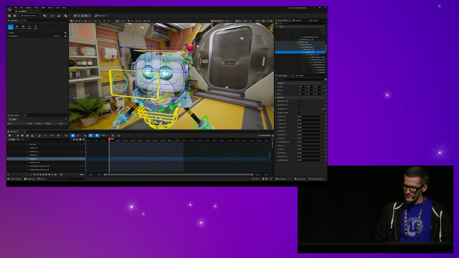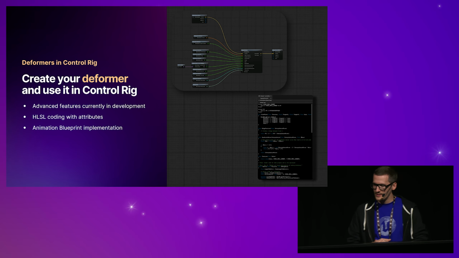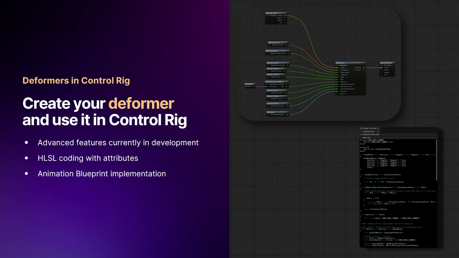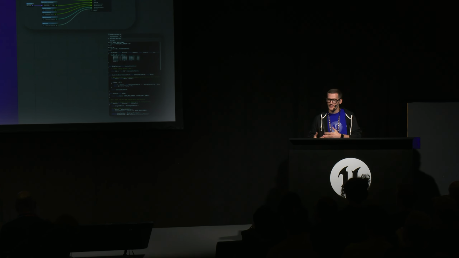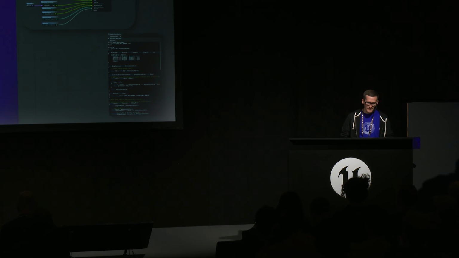So this is the sequencer approach. Let's dive into a bit more complex one, using deformers in control rig. So first you need a deformer graph. It's where you create what we call your kernel nodes with some HLSL coding. And the game here will be to expose attributes to reuse them in Control Rig. So it's a bit of a process.